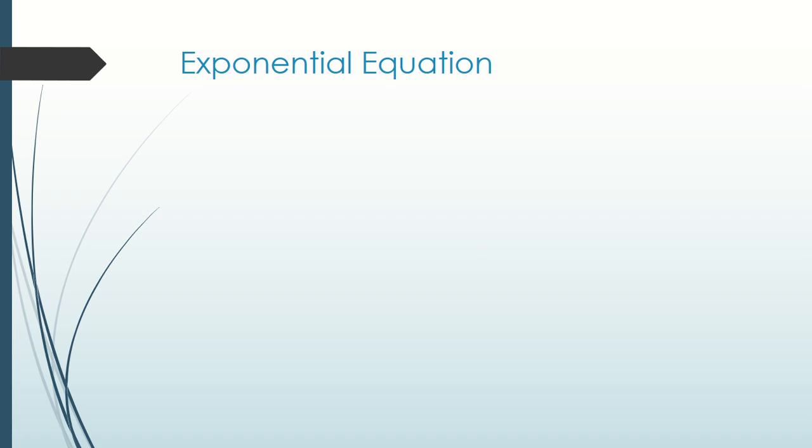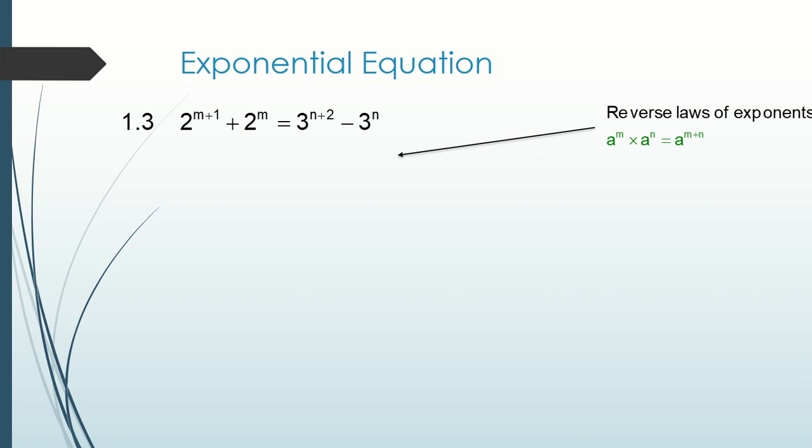Finally, for this paper, we have our special question, which in this case is an exponential equation. So what we need to do is to reverse the laws of exponents. So you can see here you have plus, and you can see here you have plus. So if we reverse that, it means we're multiplying 2 to the power m times 2 to the power 1, as well as 3 to the power n multiplied by 3 to the power 2.